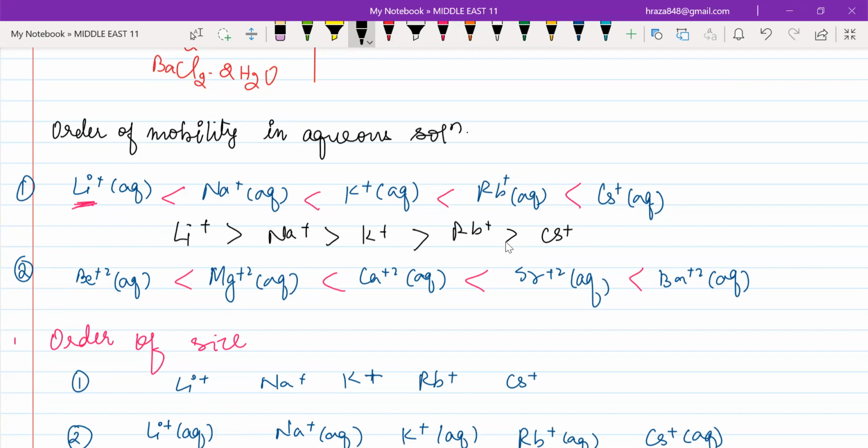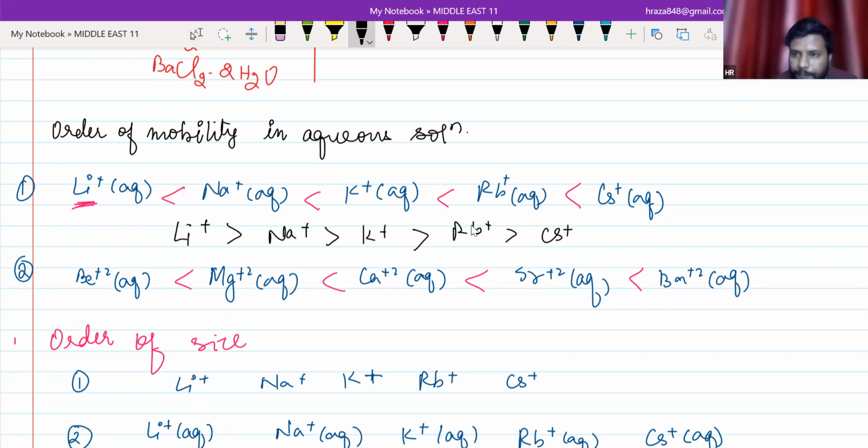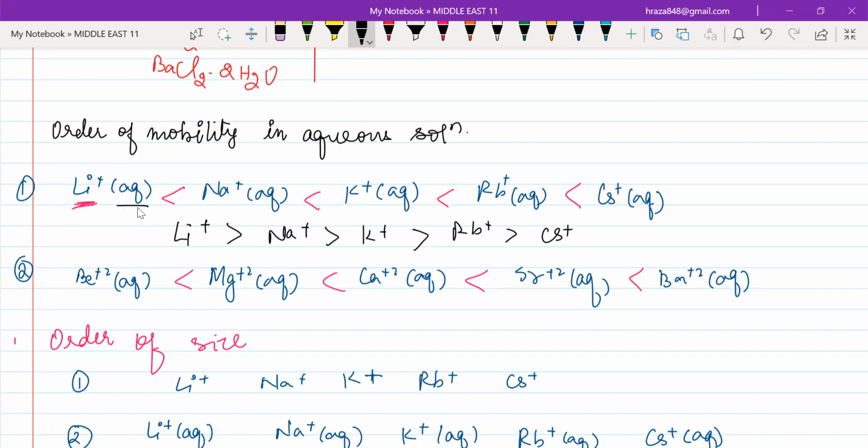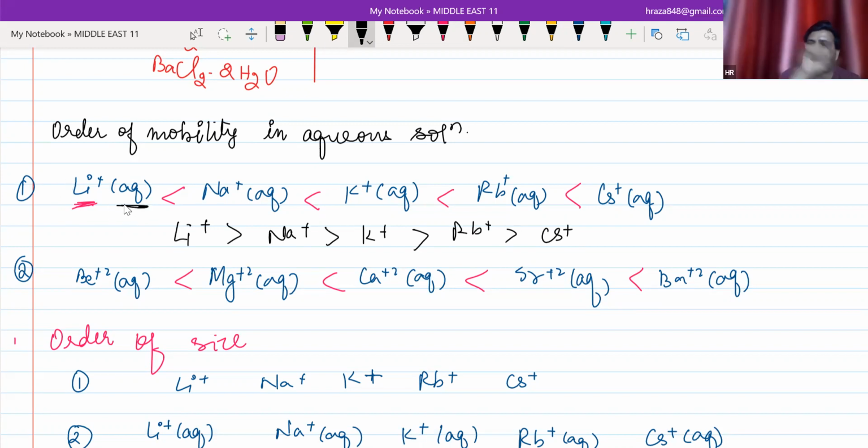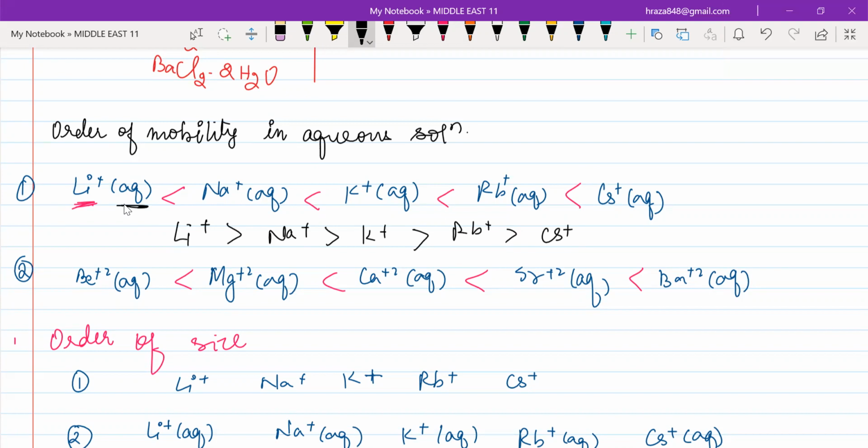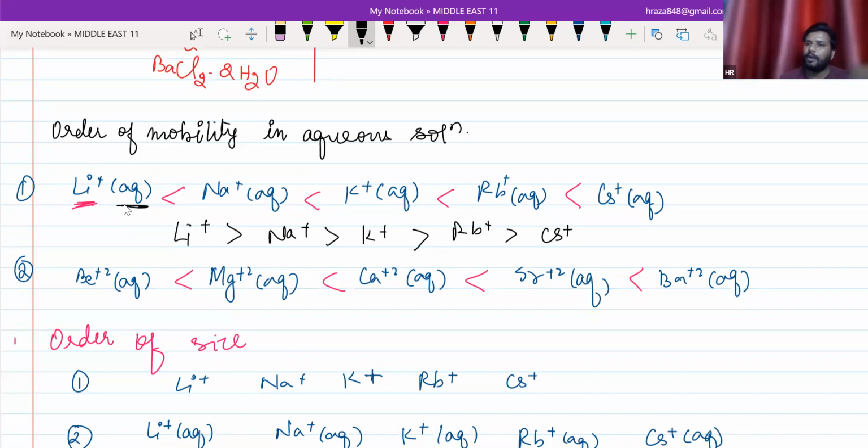For what condition, sir? I didn't get the condition. This aqueous represents that this Li plus is in water. Is that clear? Yes, sir. If it is present in water, that means it is interacting with water. We know that Li plus, if present in water, will have more hydration enthalpy. Li plus will be surrounded by a lot of water. That's why its mass increases in this case, and it will have slower mobility. Is that clear? Yes, sir.